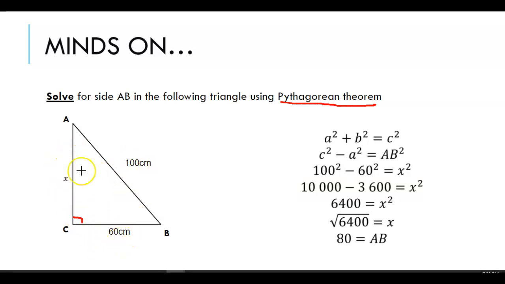Another way how we label the two shorter sides of the right angle triangle is either sides or legs, so we can interchange this kind of labeling as we move forward. Pythagorean theorem states that the sum of the squares of the two sides equals the square of the length of the hypotenuse.